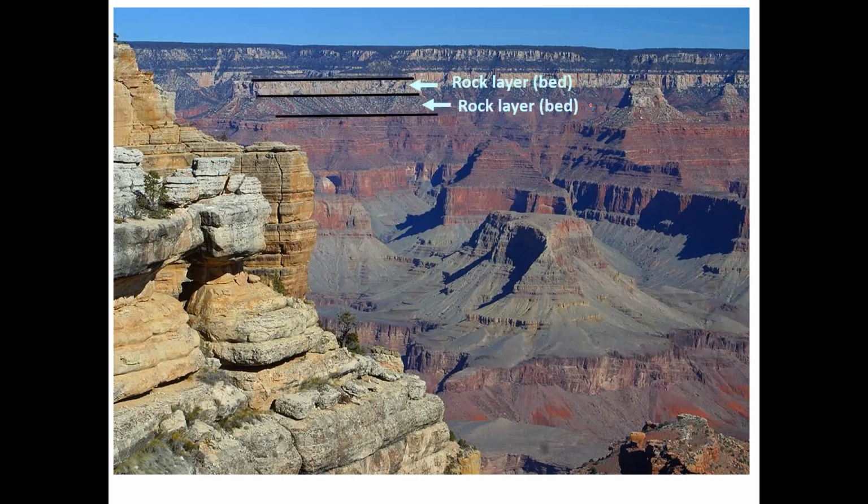And so here you can see those layers identified by these black lines. We call these layers beds. So these are beds of rock. And that's where the term bedrock comes from. It's rock that's still in the bed. So this is all bedrock right here, all along the rims and the walls of the canyon, because this rock is still in the bed in which it formed.